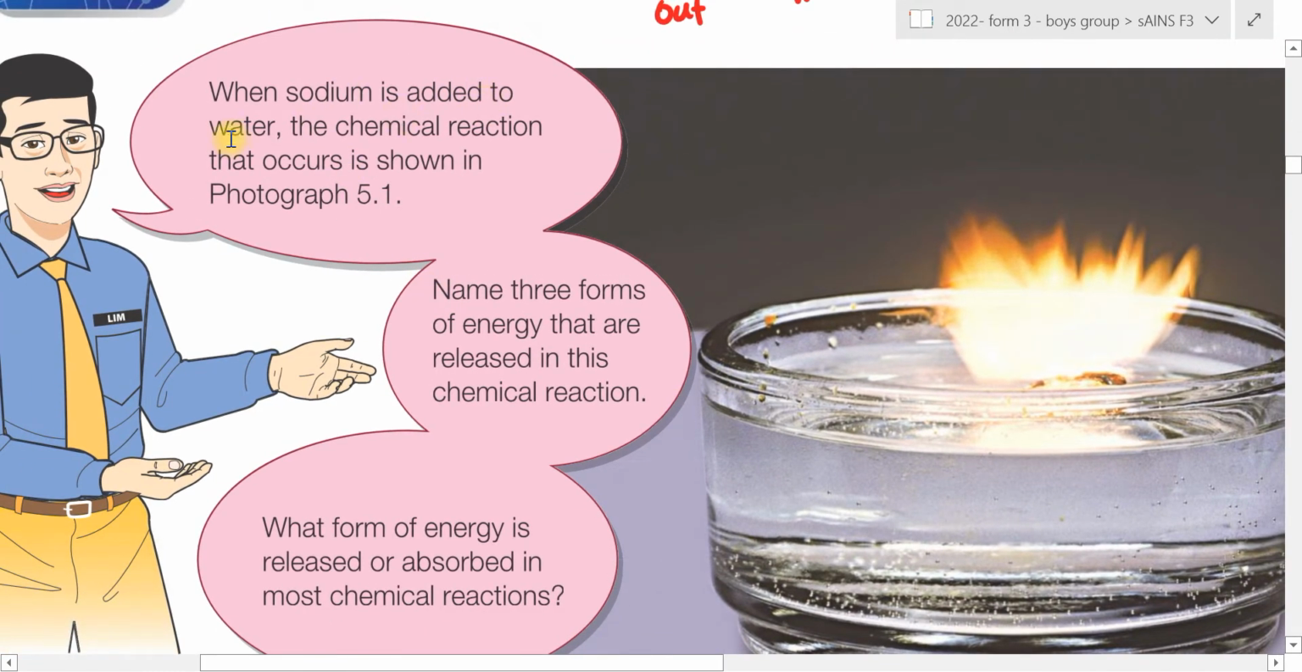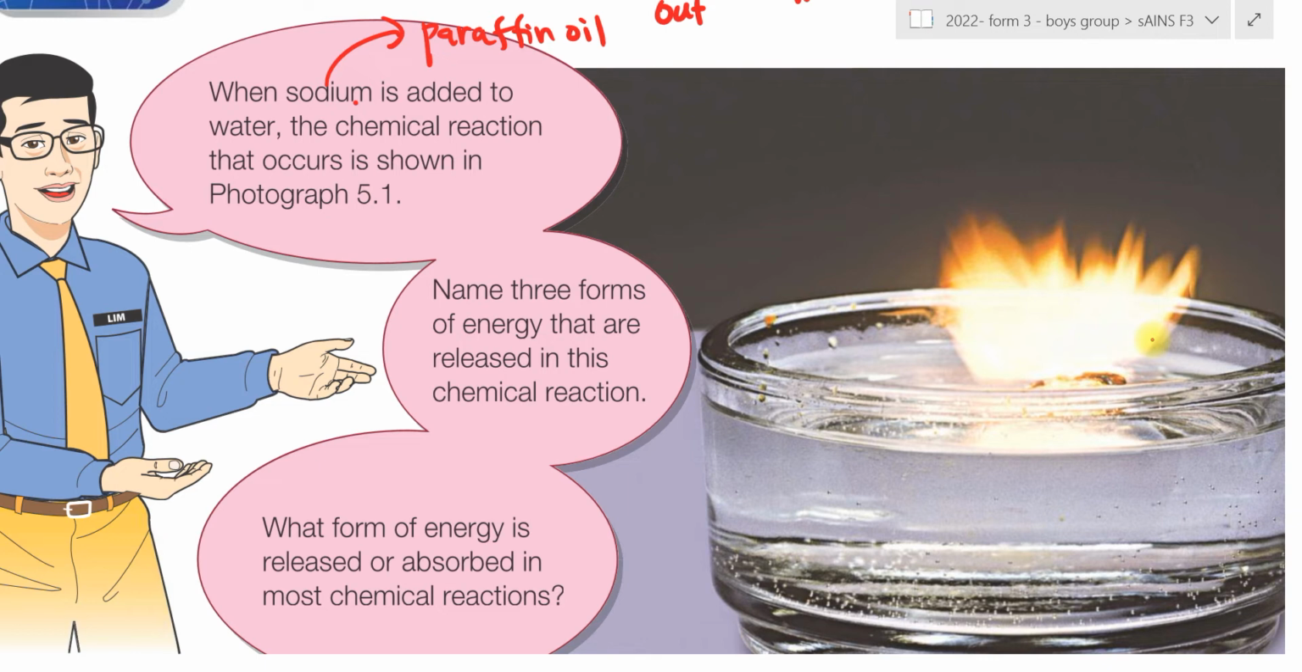Now, when sodium is added to the water, remember, sodium normally we will keep inside the paraffin oil because it is too reactive when exposed to air. It can cause an explosion. So that's why sodium is kept in the paraffin oil. So when you put the sodium inside the water, you can see the burning here. Sorry, the explosion here.